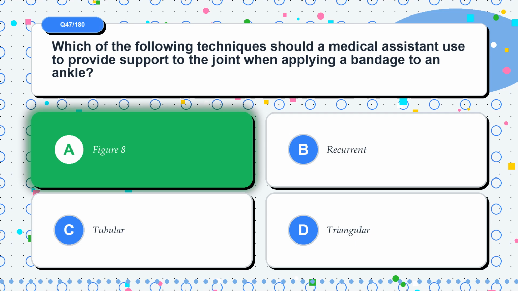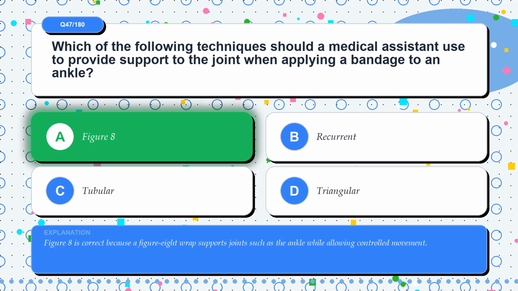The correct answer is option A. Figure 8. Figure 8 is correct because a figure 8 wrap supports joints such as the ankle while allowing controlled movement.